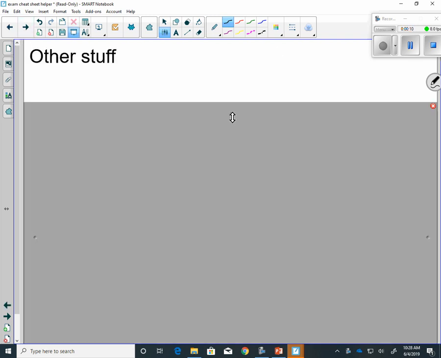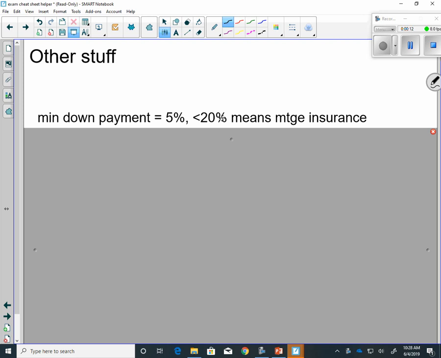Okay, so other stuff. You should know that the minimum down payment in Canada is 5%. Can you abbreviate on your cheat sheet? Absolutely. Abbreviate it however you want, right? In Canada, less than 20% means that you need mortgage insurance.